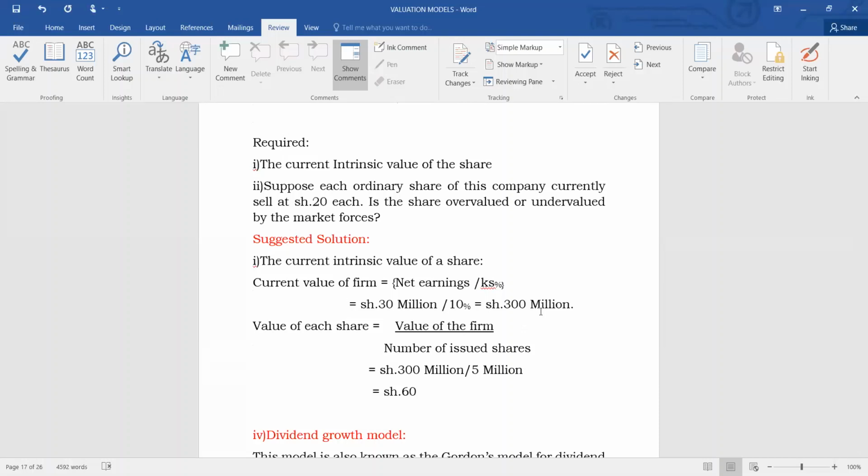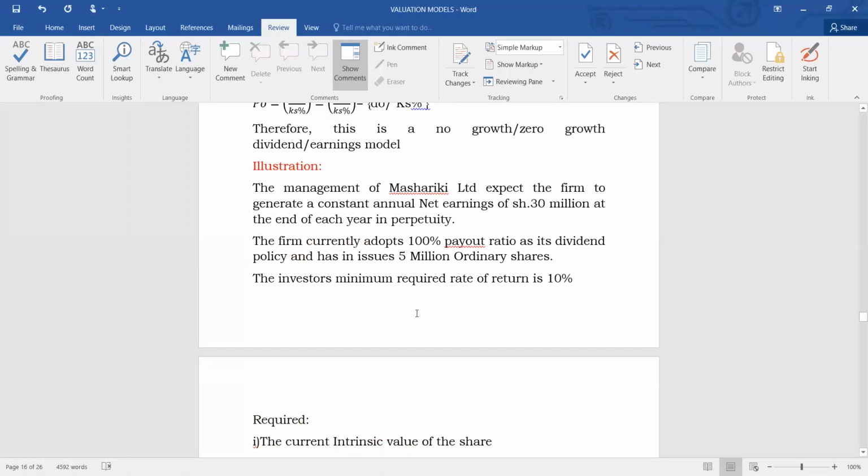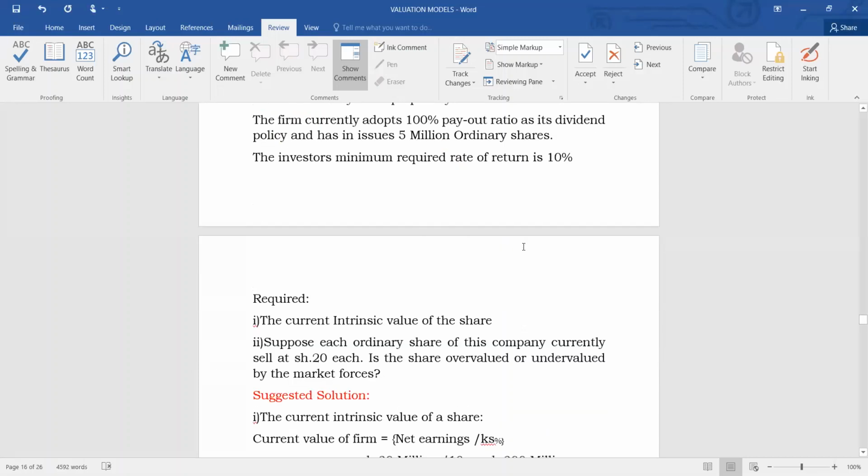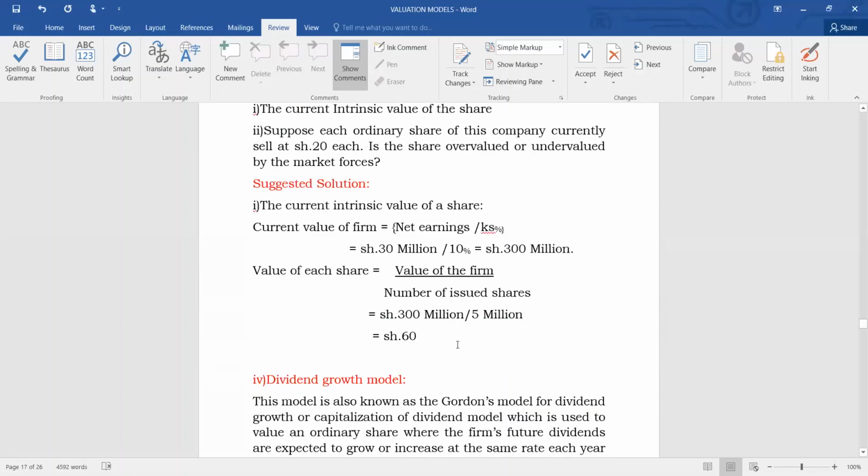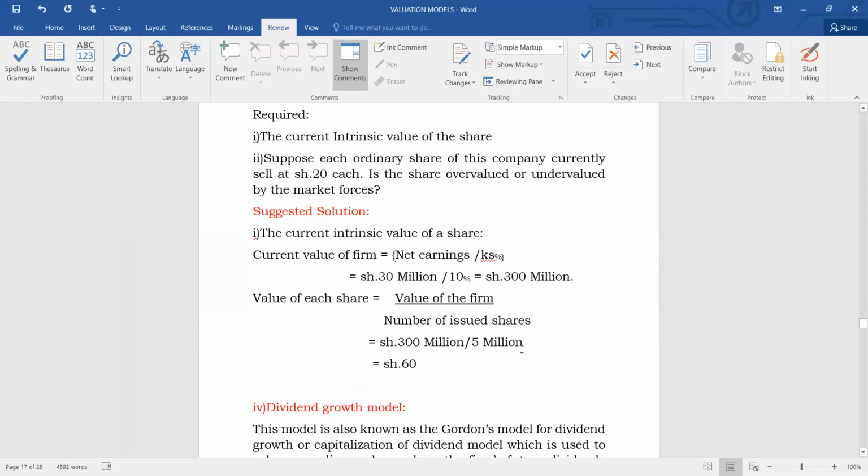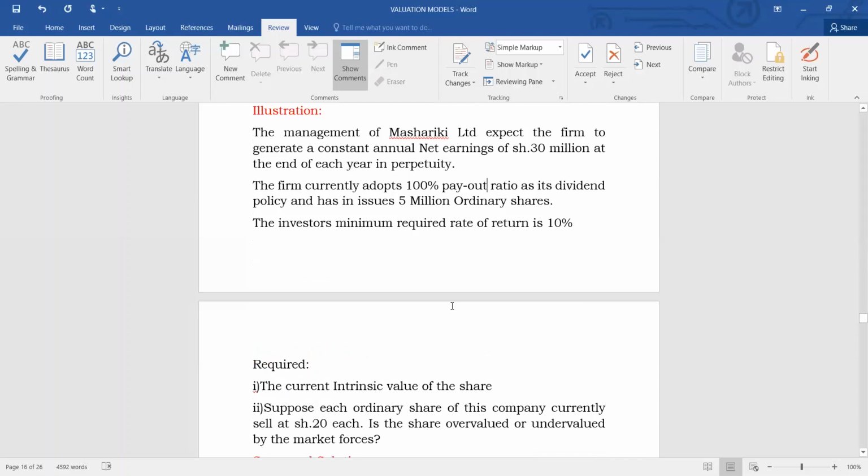How many shares are in issue? 5 million shares. The question talked about 5 million shares. So if you take 300 million divided by 5 million shares, what is the current value of each share? It needs to be 60 shillings. Yes, it's 60. Now, could it have been different if you worked out average earning per share? If you take that 30 million divided by 5 million, what's the average earning per share?